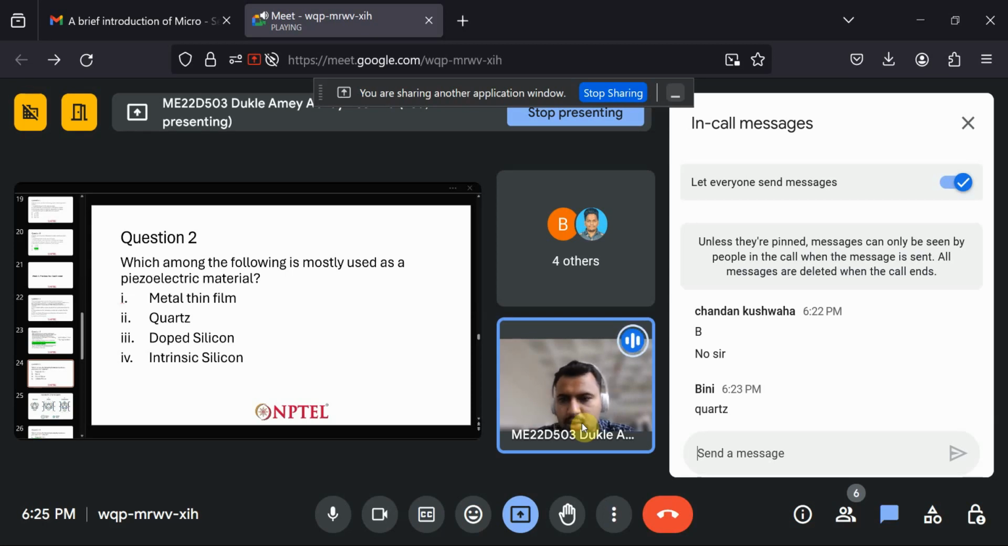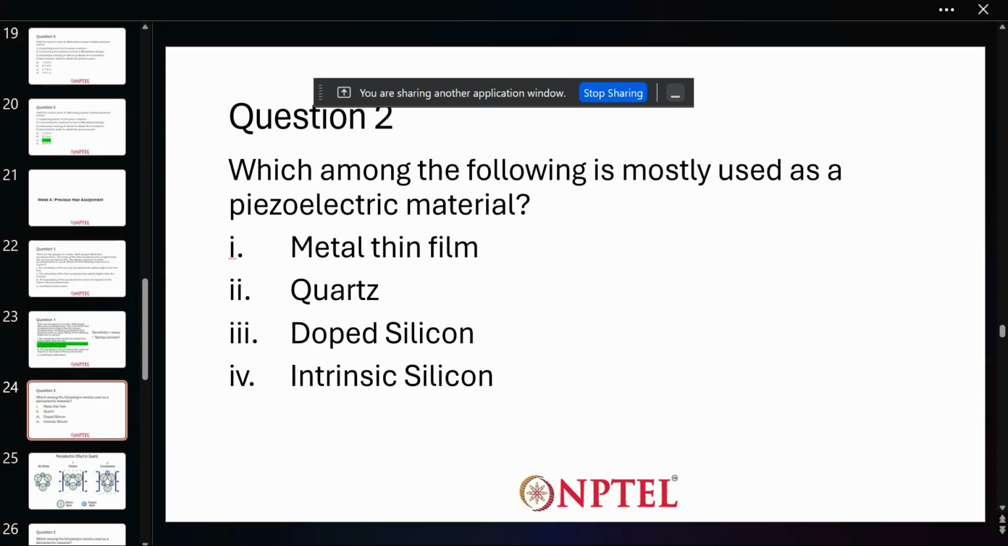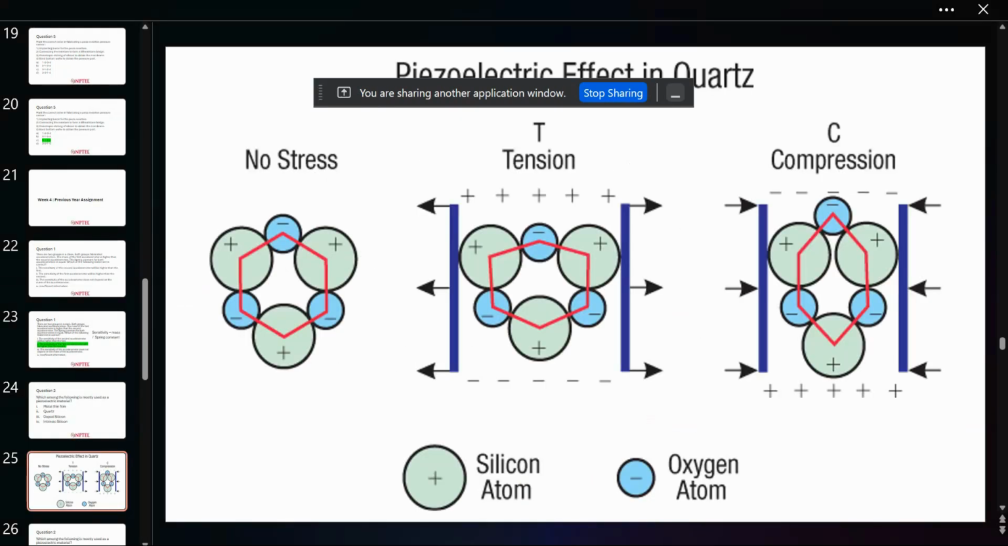But quartz is basically a crystal with a silicon atom and an oxygen atom, and they are arranged in such a way that you can see here. So you have a big silicon atom, and then you have small oxygen atoms that are surrounding it. When force is applied, you can see that the crystal structure is changing, and that change in crystal structure is basically creating the potential or creating electron flow.